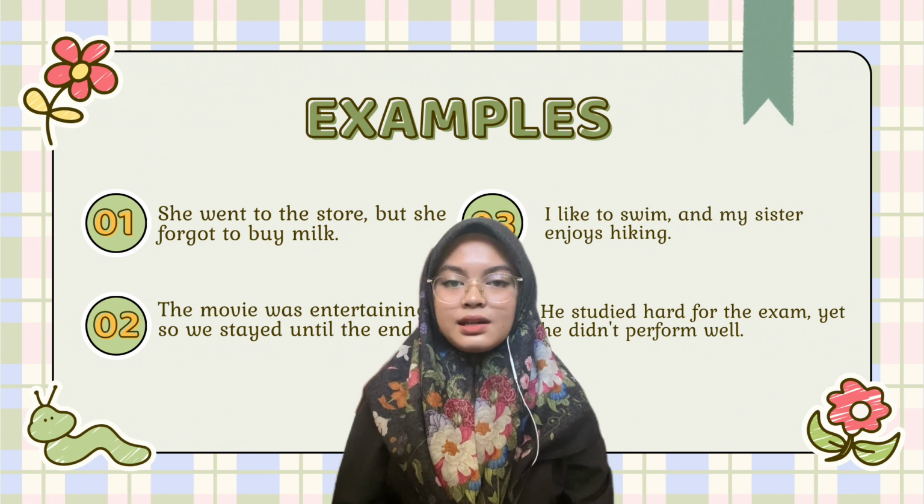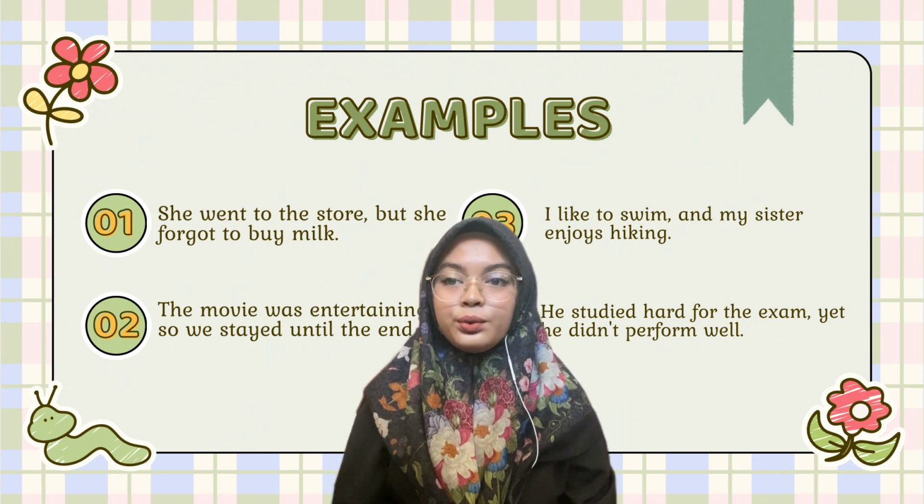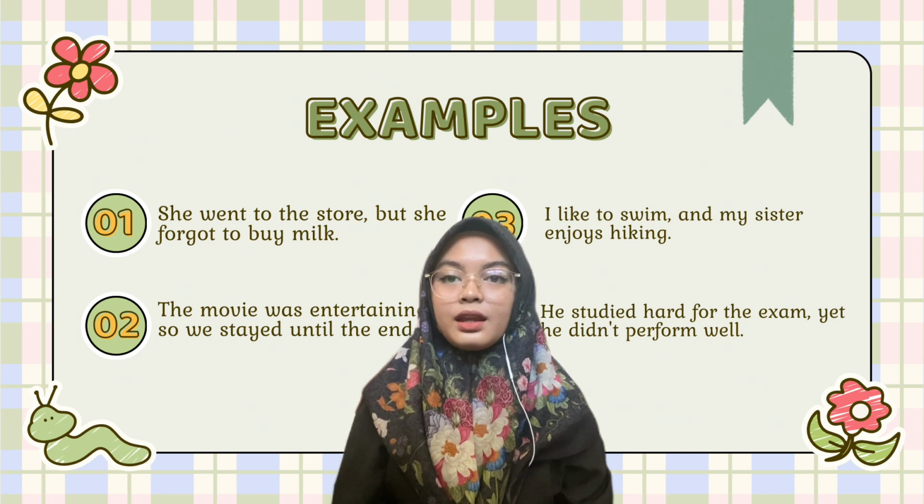Some other examples: the movie was entertaining, so we stayed until the end. We use "so" to join the first independent clause and the second independent clause together. I like to swim and my sister enjoys hiking. In this sentence, we use the conjunction "and."